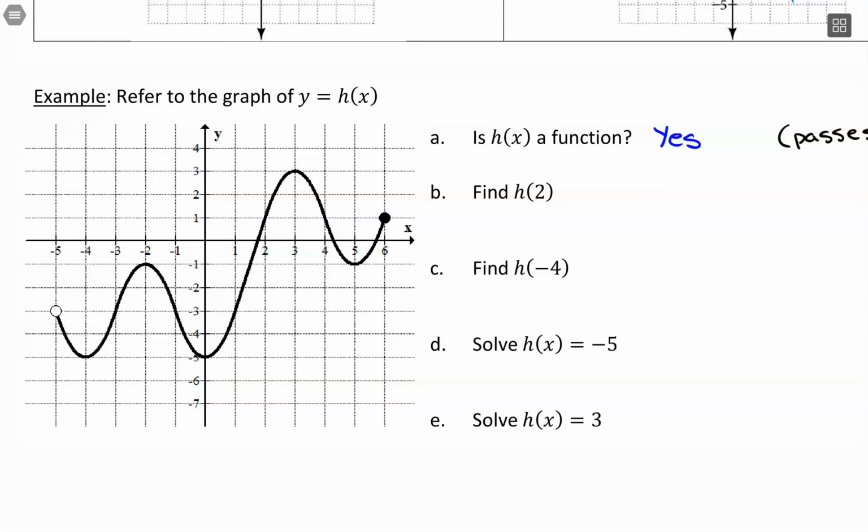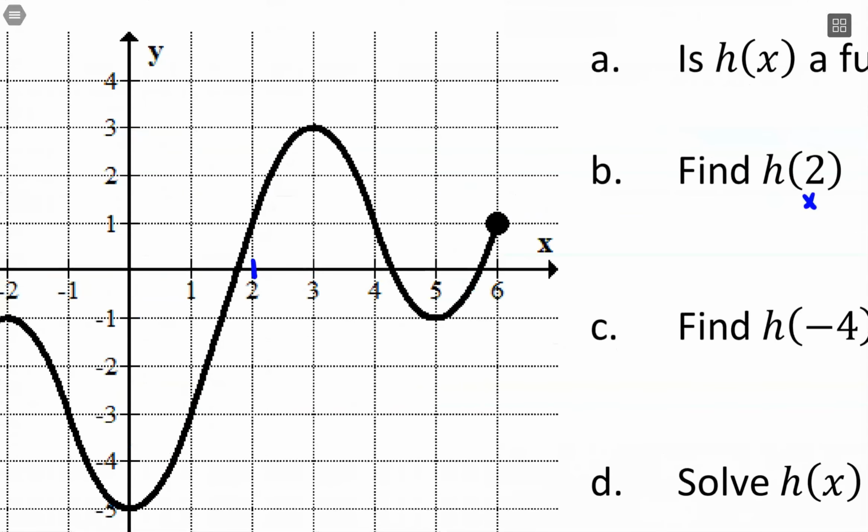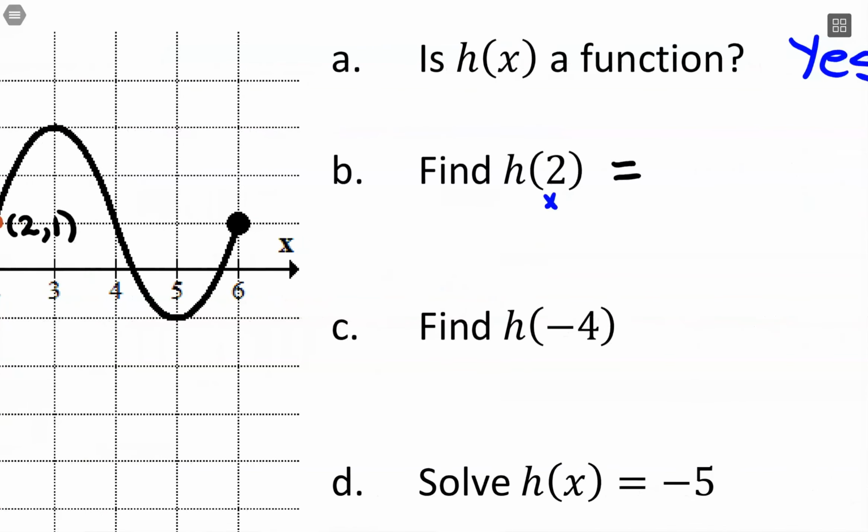All right. Finding values and solving for values using our function notation along with a graph. So finding h of 2: this is giving me x equals 2, and I want to find the output. What I would do is go to x equals positive 2 and just look for my coordinate. I have this coordinate, x equals 2, y is positive 1. So h of 2 gives the output of 1, and we can see our coordinate format of x equals 2, y equals 1.